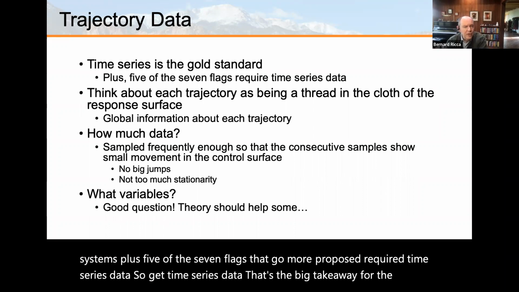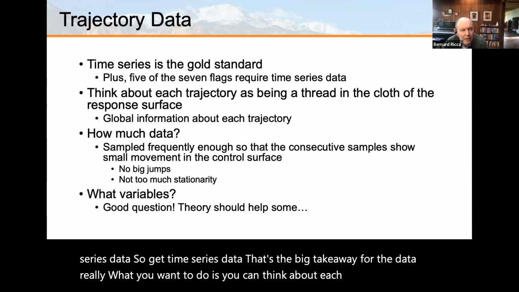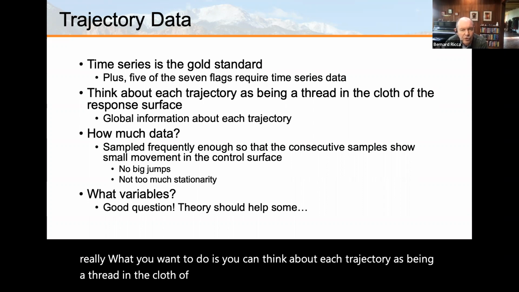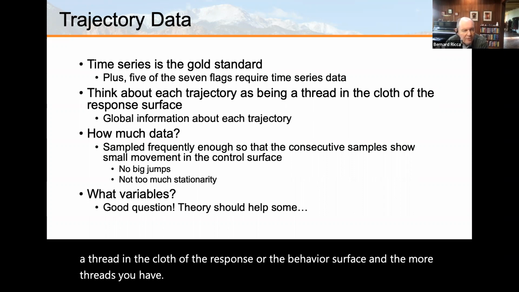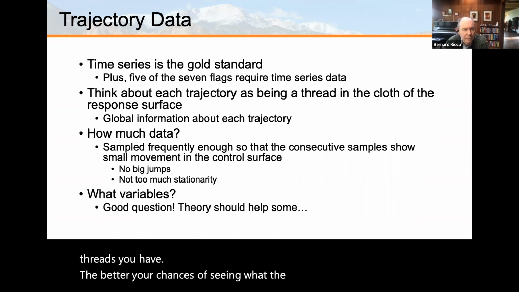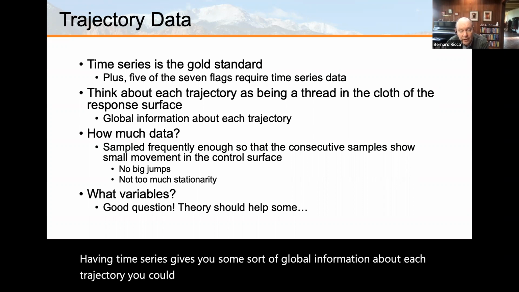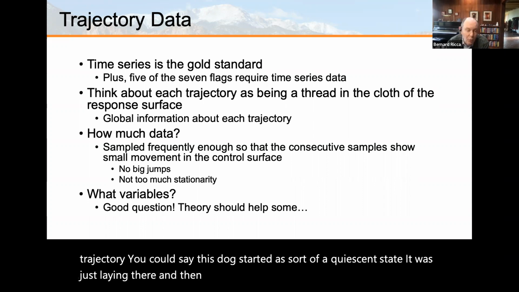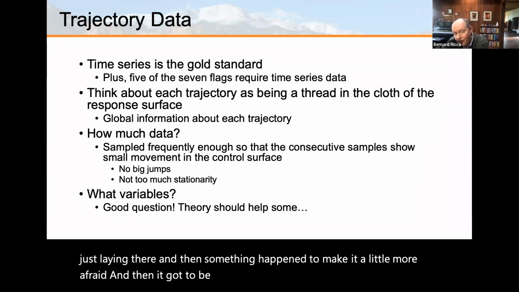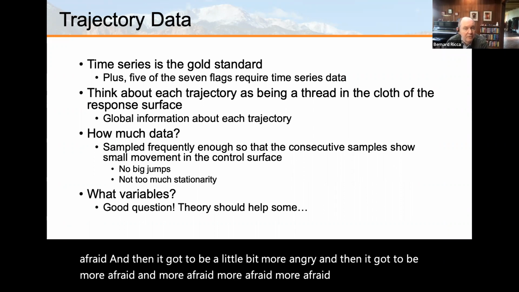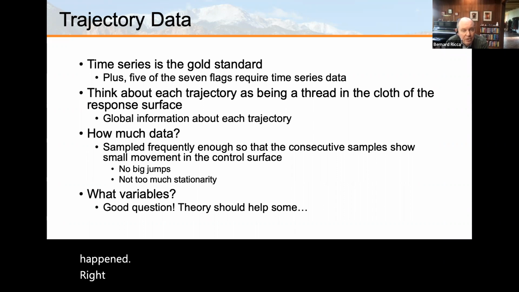Really, you can think about each trajectory as being a thread in the cloth of the response or the behavior surface. And the more threads you have, the better your chances are of seeing what the surface really looks like. Having time series gives you some global information about each trajectory. You could say, oh, this dog started at a quiescent state. It was just laying there. And then something happened to make it a little more afraid. And then it got a little bit more angry. And then it got more and more afraid. And then this happened. You want to get as much data as you can.